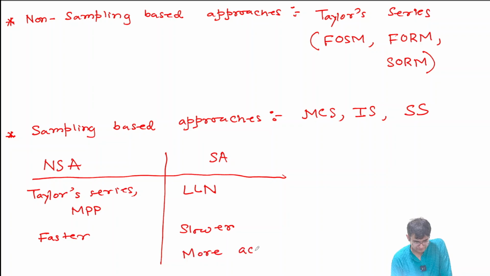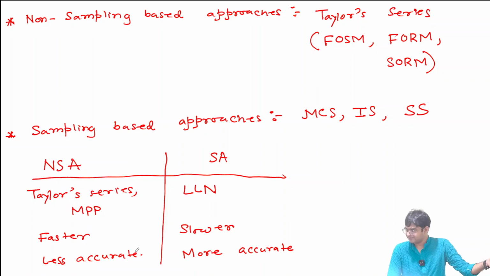More accurate. This is less accurate. Now again, remember, when I am saying less accurate, I am talking about generic problems. If it is a linear limit state, this is exact. I mean, those are special cases.